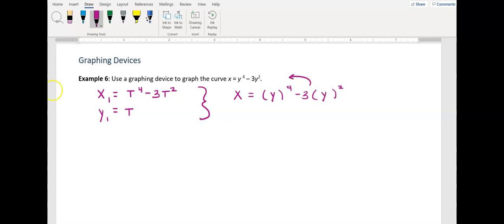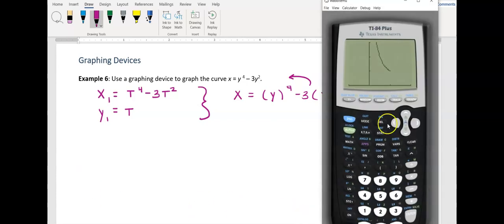So we're trying to see what this graph is. So if you want to do things in terms of y and you're having a hard time graphing it, parametric is the way to go. So turn on your parametric mode and we'll go ahead and see what this looks like. It would be t to the fourth minus 3 t squared. And then for my y1, it would just be t. And let's see what this would look like.